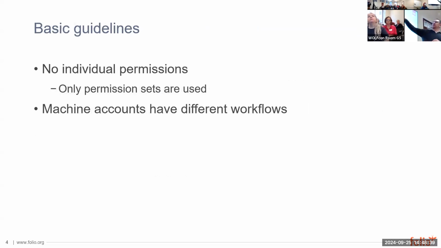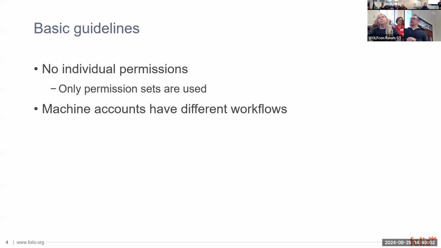So we don't assign any individual permissions, we only do the permission sets that are in Folio, so we don't do the individual API permissions unless we have to. And then machine accounts have a completely separate workflow. They will actually sometimes get assigned individual permissions just because they are being contacted by, like, our OPAC or our connected services, and we want to keep them as narrow as possible.